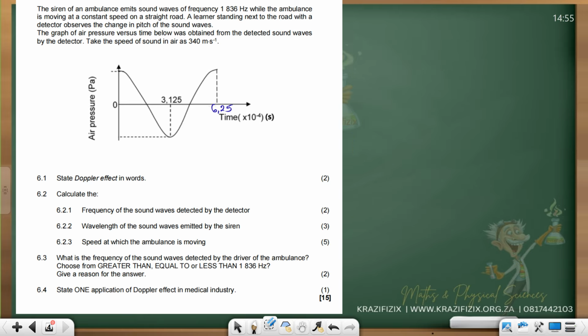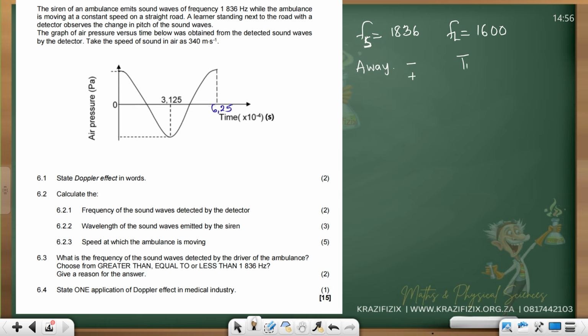How? The learner is aiming at the towards or away. It's lower. What he observes is lower than the actual frequency. So what's the frequency of the listener? 1836. No, that's of the source, rather. And the frequency of the listener was the one we got. So if the frequency of the listener is lower, it means the car is moving away. Okay. And if it is away, what do we know? Minus on top, plus. Minus on top.